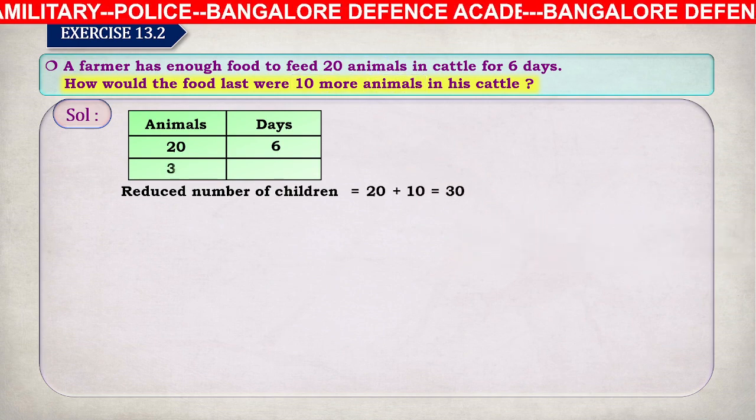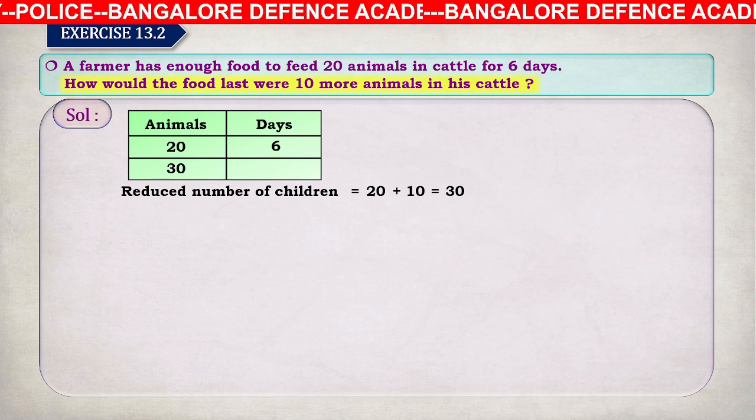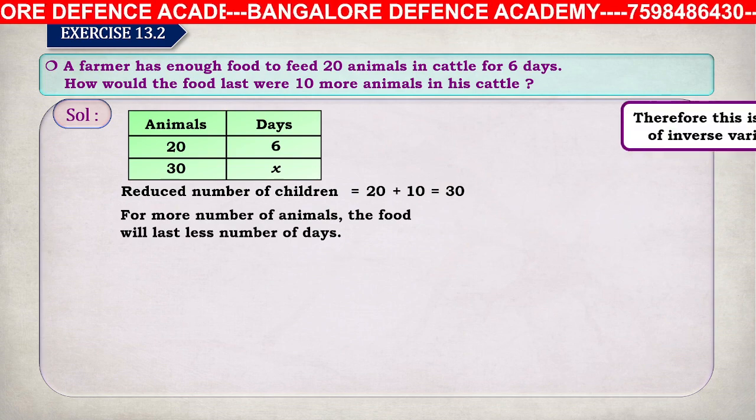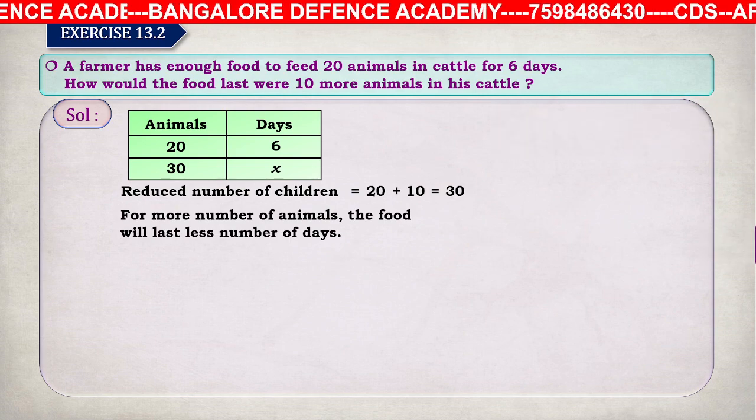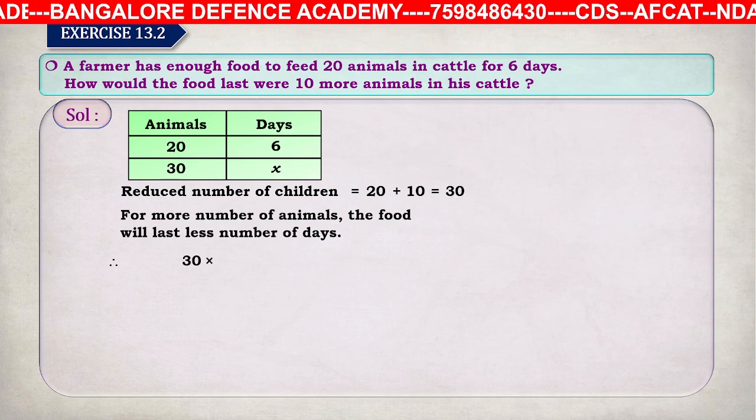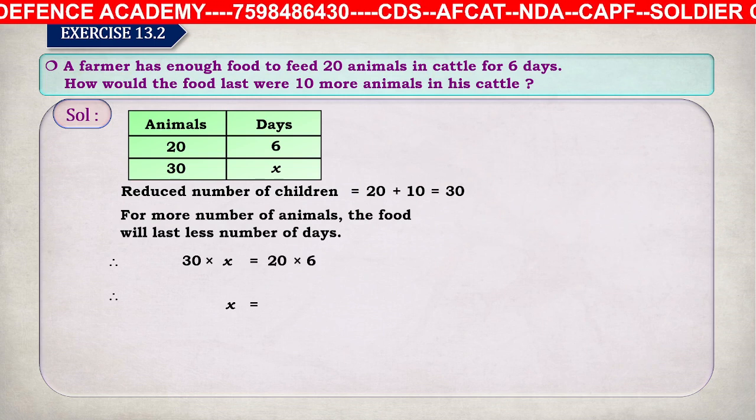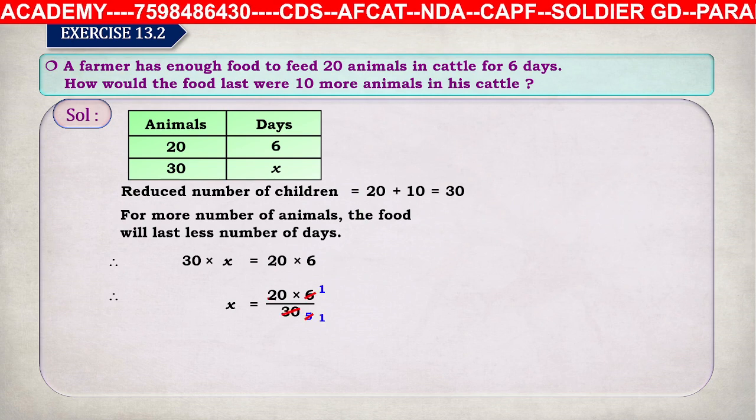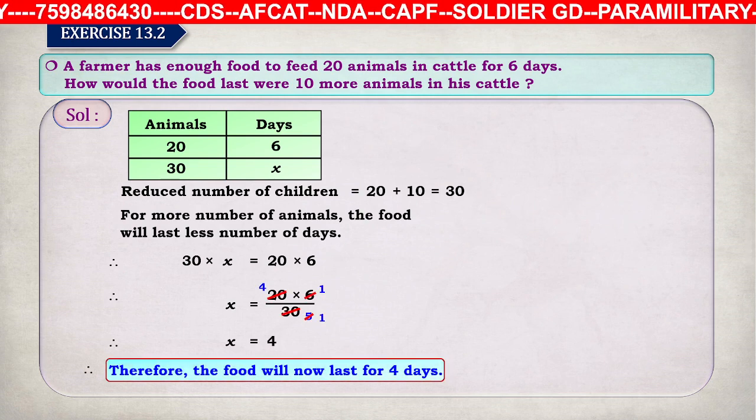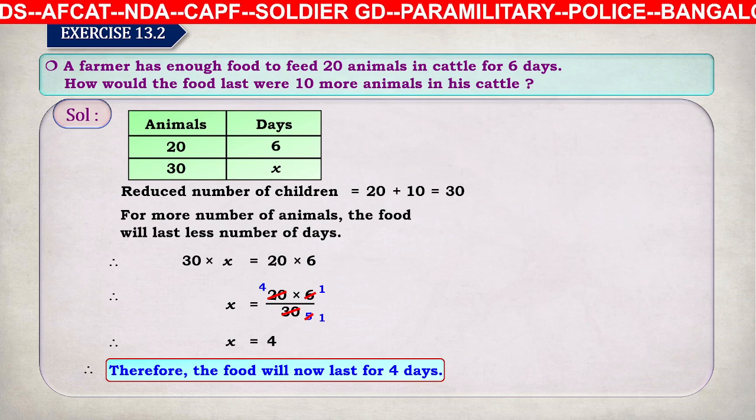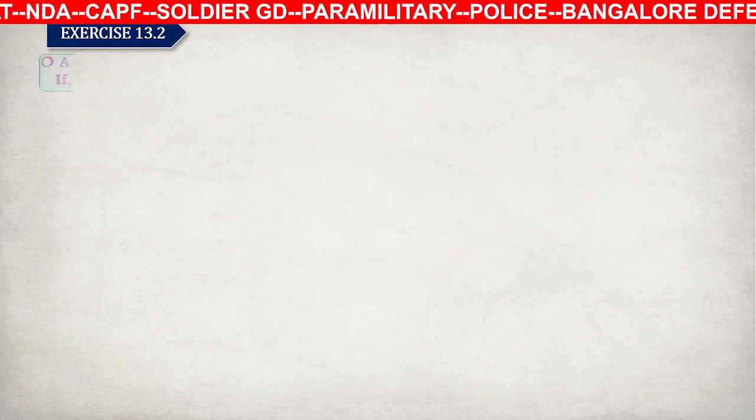20 plus 10 gives me 30. Now the animals are 30. I have to find how many days this food will last. So now I have to multiply, that is 30 into x, since it's an inverse variation. So 30 into x is equal to 20 into 6. You get the answer as 4. So now the food will be lasting for only 4 days. Okay, fine. I hope you understood the simple mathematical calculation.